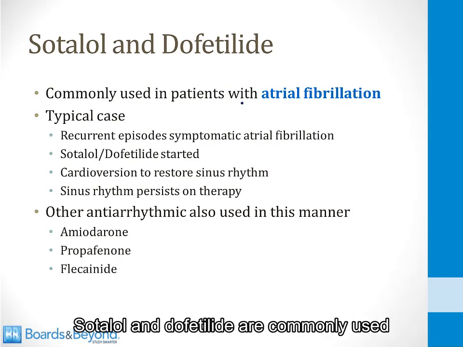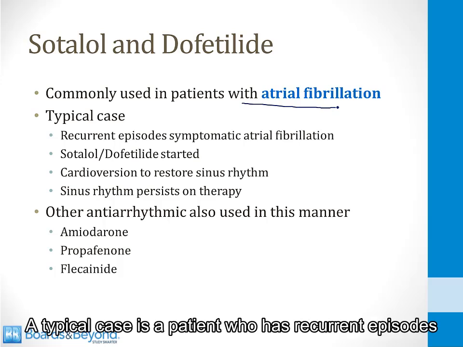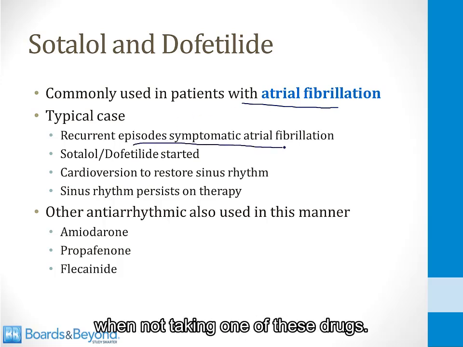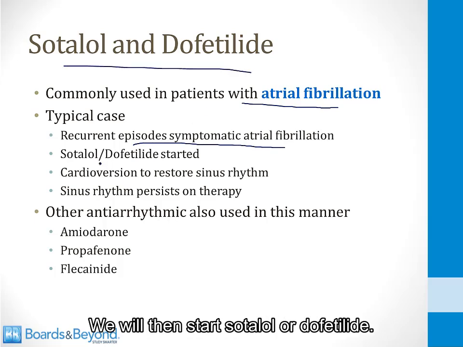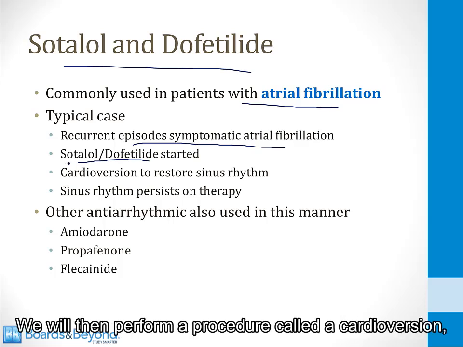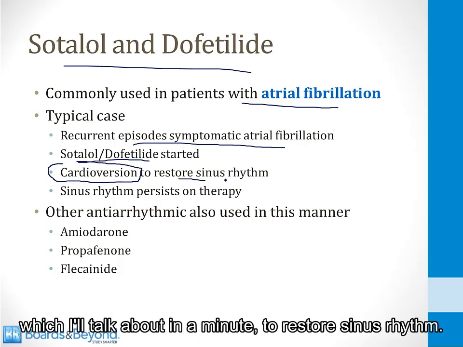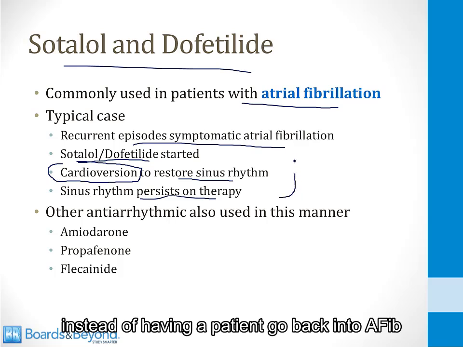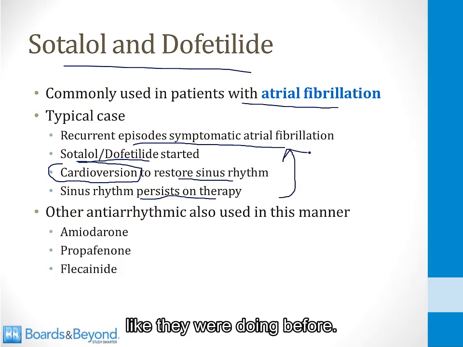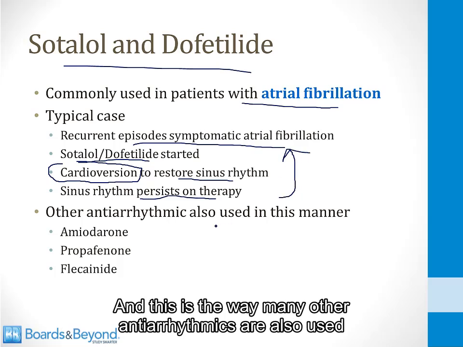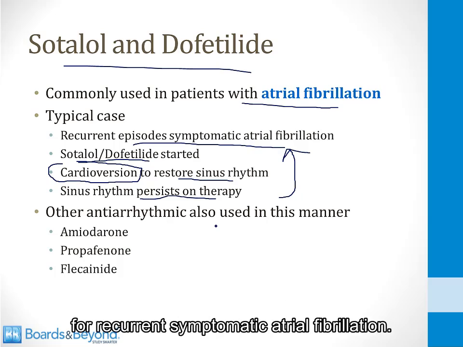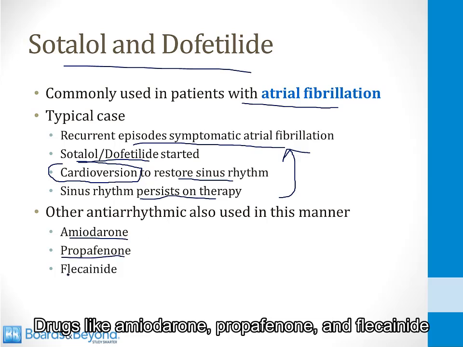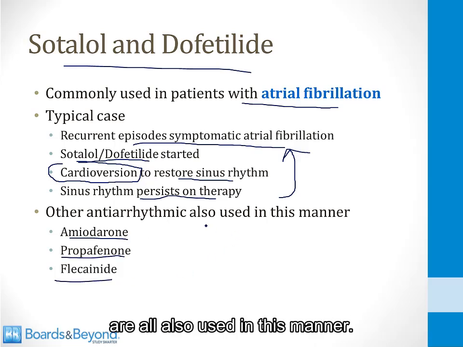Sotalol and dofetilide are commonly used in patients with atrial fibrillation. A typical case is a patient who has recurrent episodes of symptomatic atrial fibrillation when not taking one of these drugs. We will then start sotalol or dofetilide. We will then perform a procedure called a cardioversion, which I'll talk about in a minute, to restore sinus rhythm, and then sinus rhythm will persist on therapy instead of having the patient go back into AFib like they were doing before. And this is the way many other antiarrhythmics are also used for recurrent symptomatic atrial fibrillation. Drugs like amiodarone, propafenone, and flecainide are all also used in this manner.